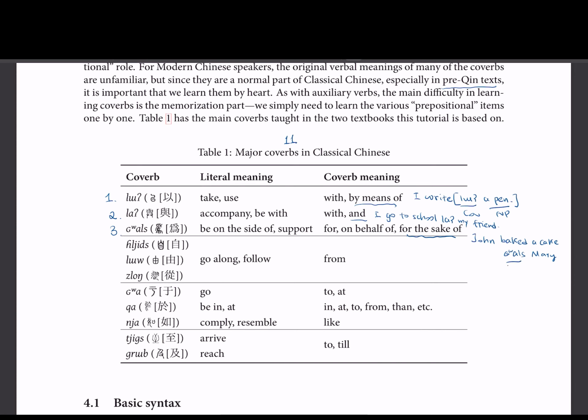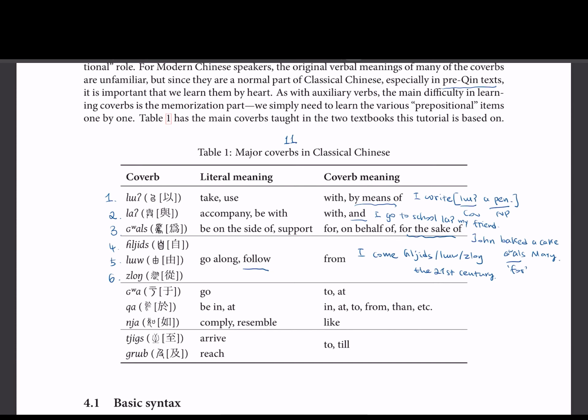Here, guals means for. The next 3 coverbs in the list are hlies, lo, and zlong. All have the same meaning as coverbs. They all mean from. And as lexical verbs, they all mean go along or follow. So if someone time travels from today to the Qin dynasty and people ask them where they're from, they might say, I come from the 21st century. That would be I come, hlies, or lo, or zlong, the 21st century. So that's from.